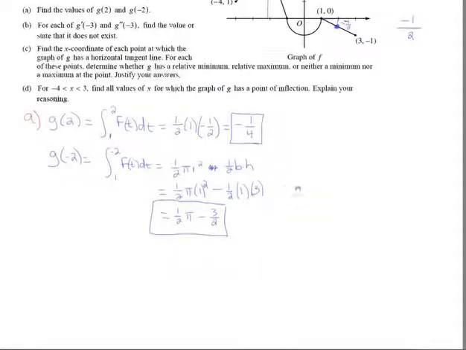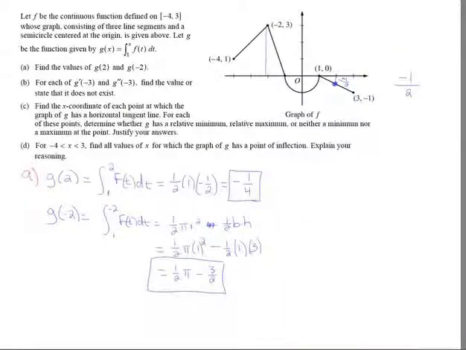Okay, let's see if we can squeeze B on the side here. Let's change pen color. So let's do B right over here. For each, find G prime of -3 and G double prime of -3. Okay, so the derivative of G is this picture F. So the derivative of G at -3 is simply the value of the function right here.